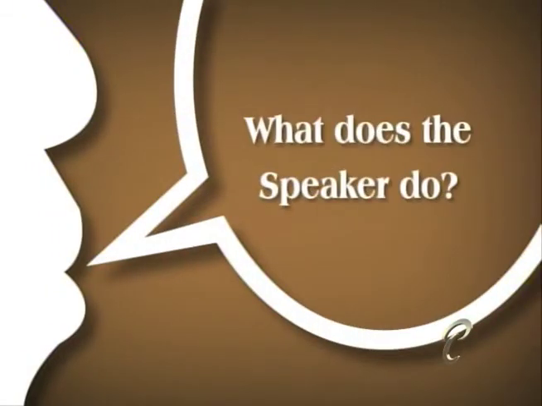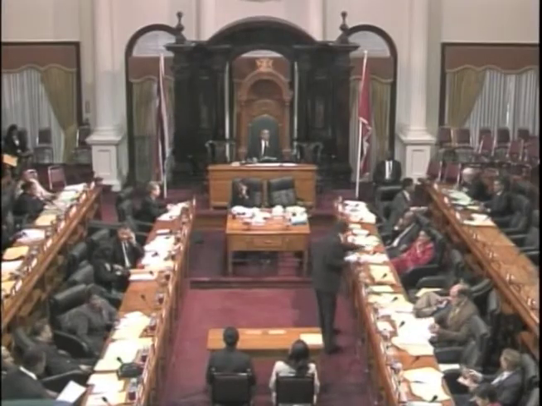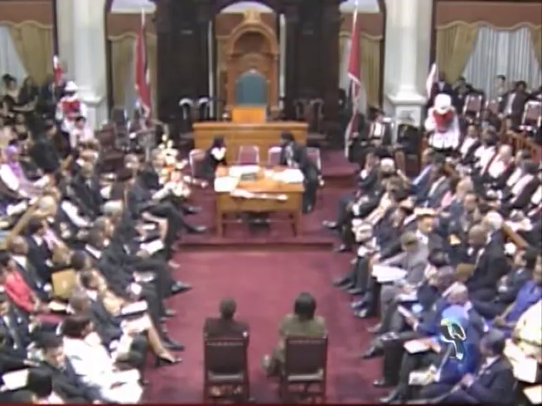What does the Speaker do? The Speaker of the House presides over each sitting, maintaining order and enforcing the rules as necessary. He or she acts as chairman of committees and is also responsible for the management and general administration of the House. The Prime Minister and the Leader of the Opposition must be members of the House of Representatives.